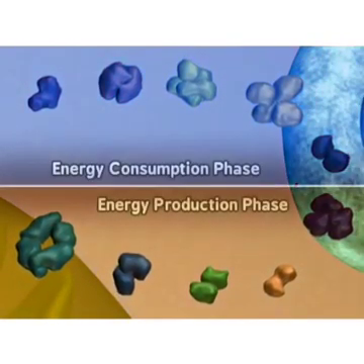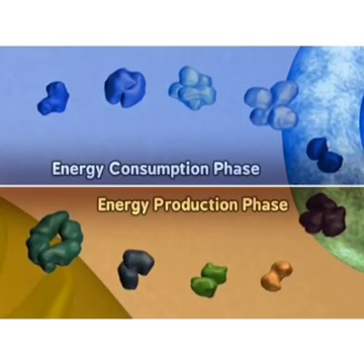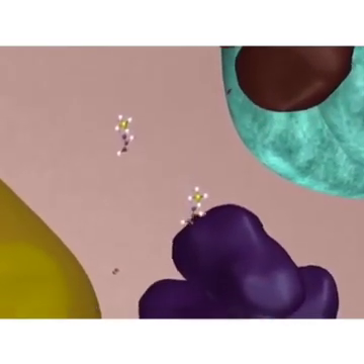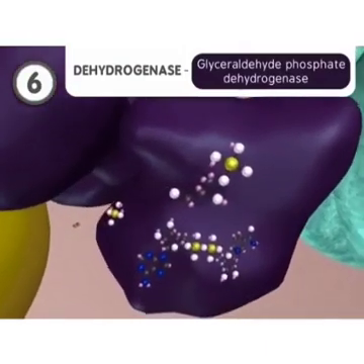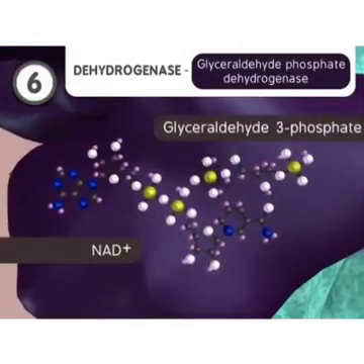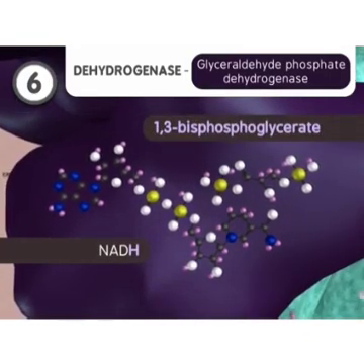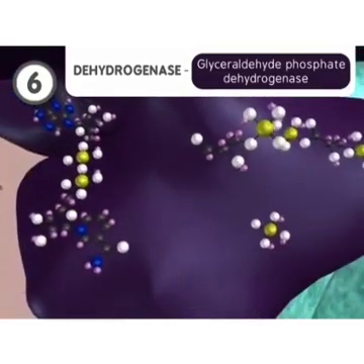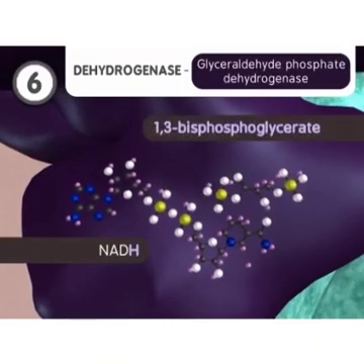The next 5 steps of glycolysis are the energy producing phase. In step 6, both glyceraldehyde 3-phosphates are oxidized to 1,3-bisphosphoglycerate by a dehydrogenase. This step produces 1 NADH for each oxidized glyceraldehyde 3-phosphate, for a total of 2 NADHs. These NADHs are later used to produce more ATP for the cell.